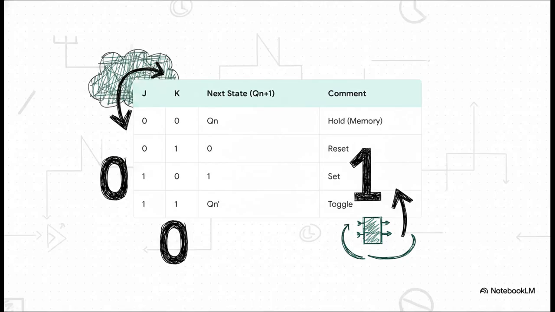So, this table you see here, this is the characteristic table for a JK flip-flop. It tells you everything it can do. Let's just walk through it. If both J and K are 0, the next state, Q next, is just Q. It holds its value. We call this the hold or memory state. Simple enough? Now, if J is 0 and K is 1, the flip-flop resets. The output goes to 0. If J is 1 and K is 0, it sets, and the output goes to 1. And finally, and this part is unique to the JK flip-flop, if both J and K are 1, the output toggles. That means it just flips to whatever the opposite of its current state is.